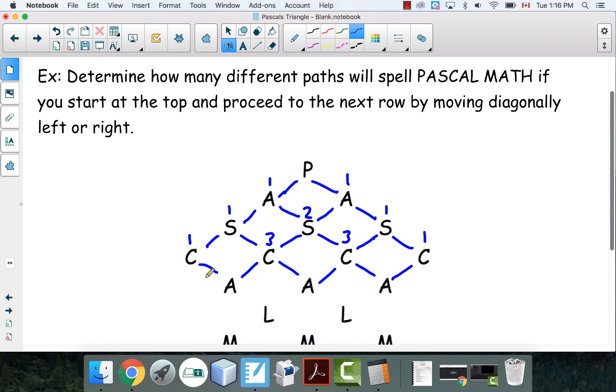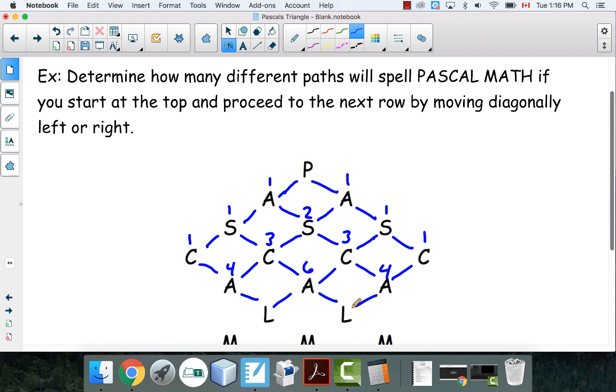So I have one pathway out of the C, 3 out of this C, gives me 4 ways of getting to this A. The middle A, there's 3 out of this letter C, 3 out of this letter C, gives me a total of 6 ways of getting there. And then 3 out of this one, 1 out of this one gives me 4 ways to get to this A. Okay, let's keep going.